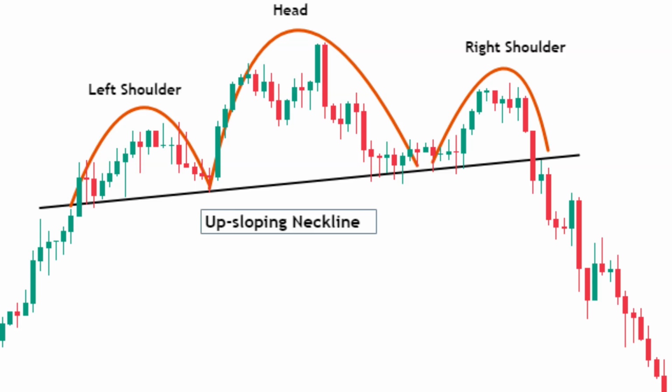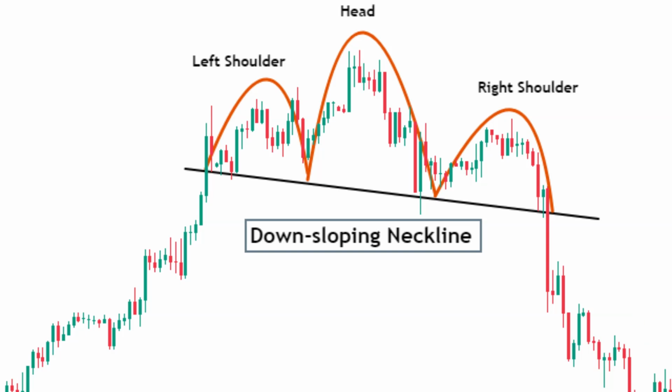Overall, observing the slope of the neckline can give us an early indication of the anticipated speed and strength of the upcoming move. The chart you are currently looking at shows an example of a head and shoulders pattern forming at the end of a bullish trend.